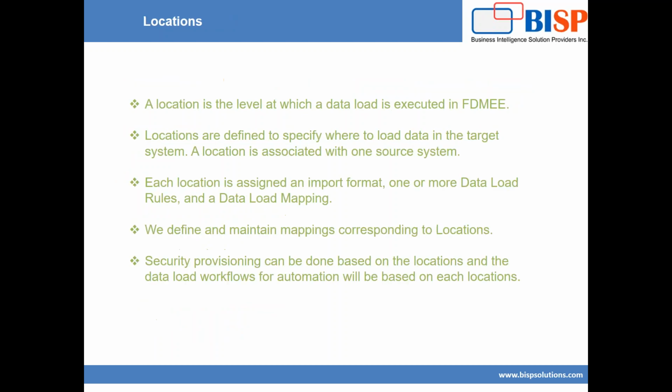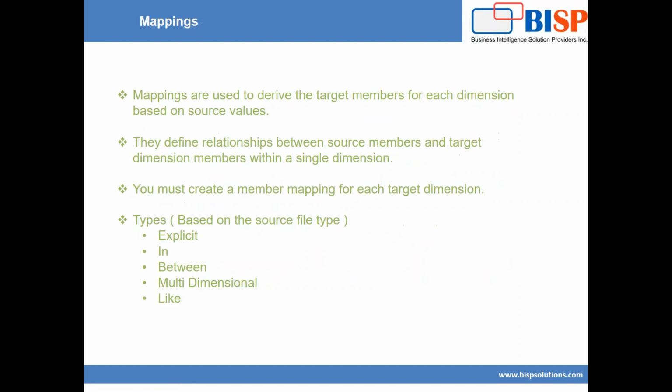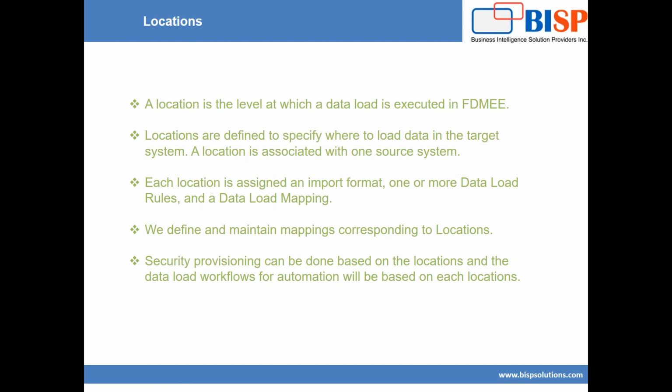We have locations in FDMEE Cloud, and a location is basically a level at which we import data from source, process it, and load it to the target. So this is a level, and it should not be confused with entities. Locations are the level at which we load data and execute data loads. Okay, locations are important because they remain associated with the source system and the target system.